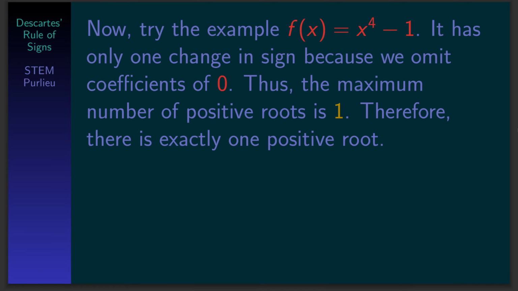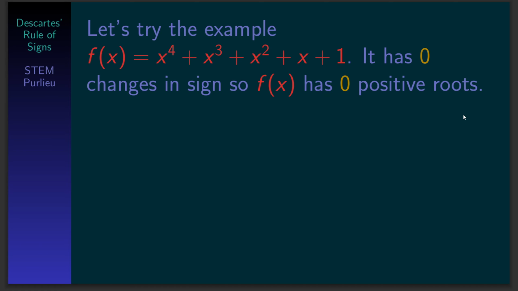Now let's try the example of f of x equals x to the fourth minus 1. It has only one change in sign because we omit coefficients of 0. Thus, the maximum number of positive roots is 1. Therefore, there is actually one positive root. Let's try the example f of x equals x to the fourth plus x cubed plus x squared plus x plus 1. It has 0 changes in sign, so f of x has 0 positive roots.